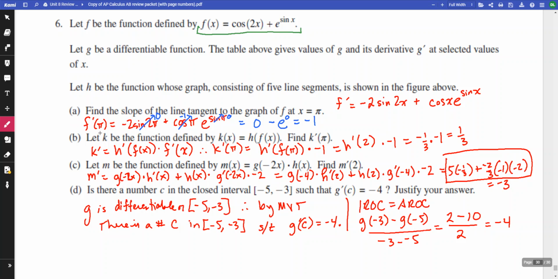So where are our points for this one? For this one, 2 points over here. g is differentiable by mean value theorem. So we had to have that. IROC equals AROC, having it evaluated correctly. Have to have that, 2 points.